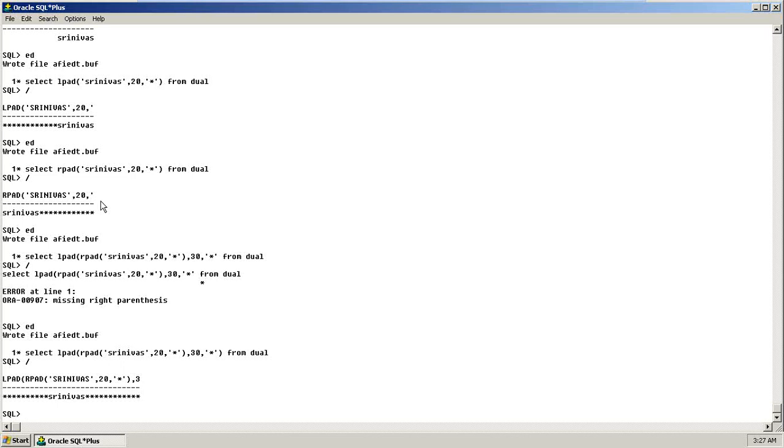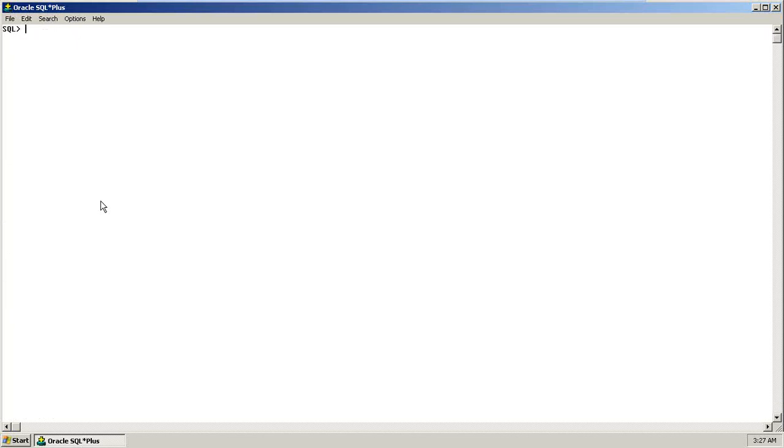Then you have the other functions like replace function. Please try to understand there are two functions. One is replace function, another one is translate function. So here my string is Jack and Jew from dual. This is my simple string.